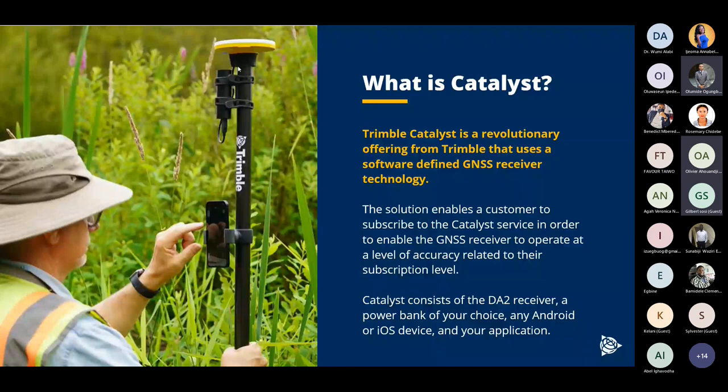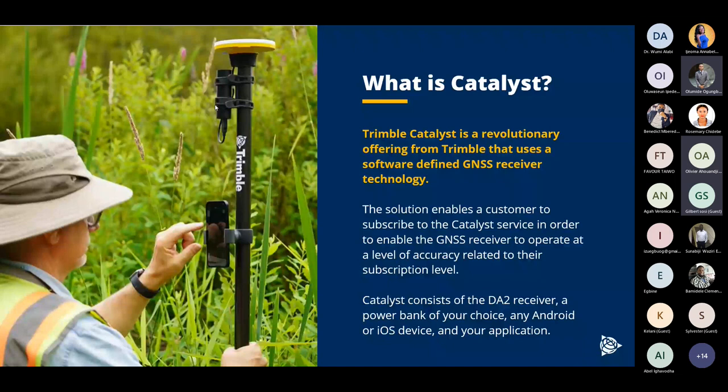With the DA2 antenna, as you can see there, you don't need to connect to your phone or your tablet by way of cables. The connection is via Bluetooth, and you can power the antenna using a power bank of any kind. It could be a Trimble power bank, or an aftermarket power bank, which is able to do the same.